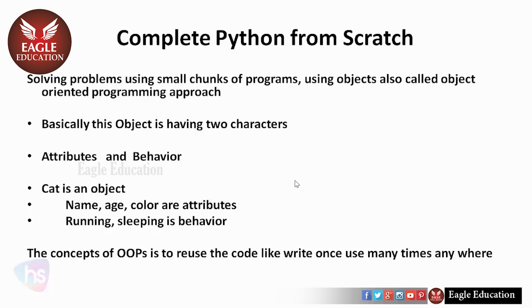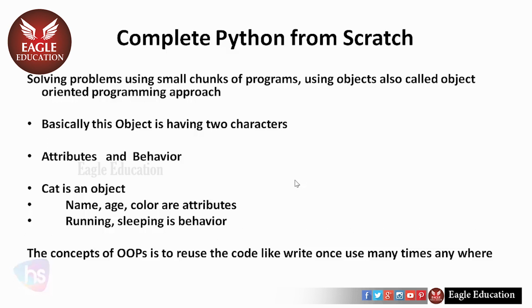And the concept of OOPs is reusing the code: write once, use many times wherever it's required. Once we write a particular method or function for a specific task, wherever that task is required in the entire program, we call that particular function or method and reuse the same code only.